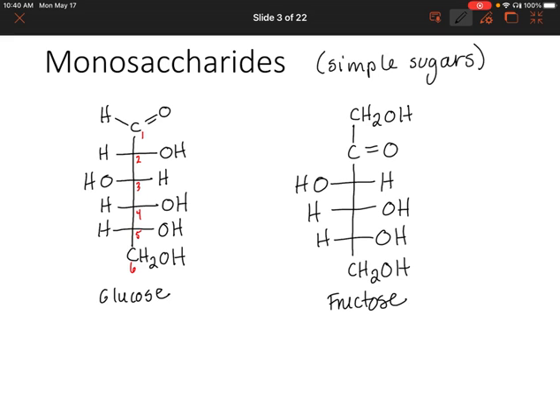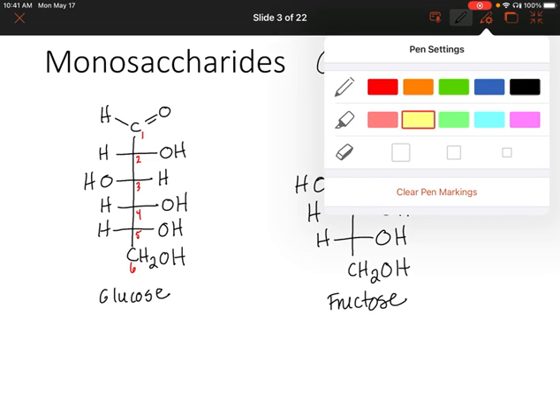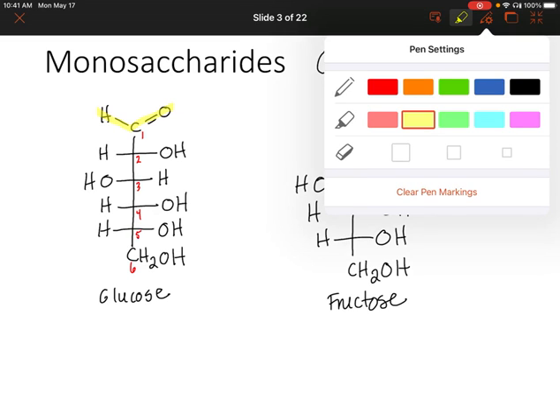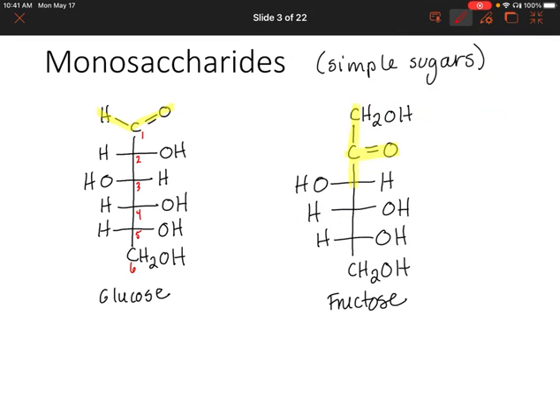Why are these two sugars different? What's the main difference? Well, on the left-hand side, we have an aldehyde at the top for glucose. Fructose, however, has a ketone, so there's 2 carbon groups on either side there. So glucose would be called an aldose because it has that aldehyde group, and fructose could be called a ketose because it has that ketone group at the top.